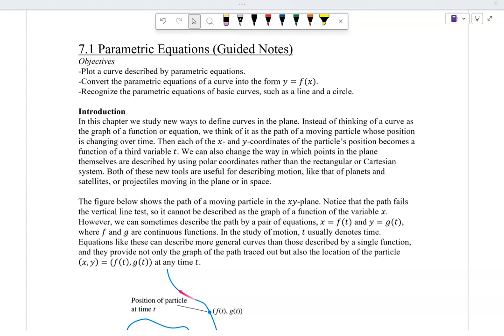We're going to take a look at parametric equations in this section. And so we're going to study new ways to define curves in the plane. Instead of thinking of a curve as the graph of a function or equation, we can think of it as the path of a moving particle whose position is changing over time.